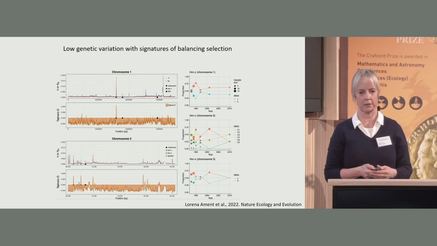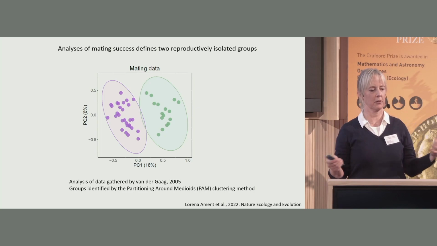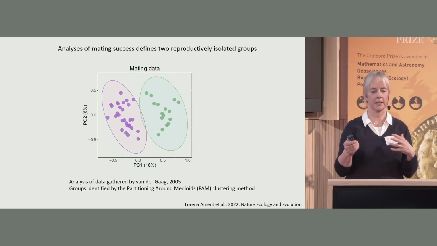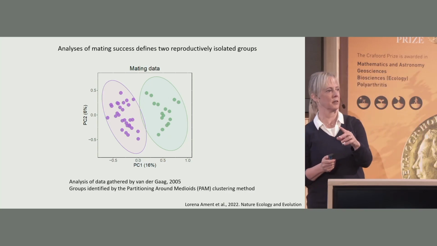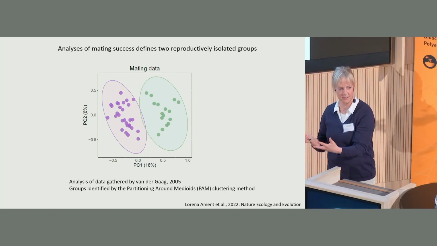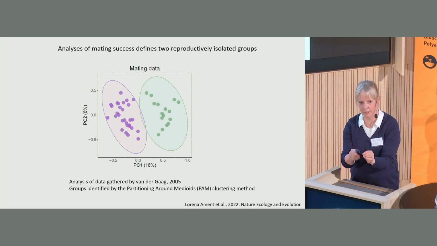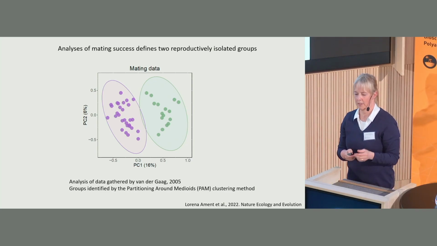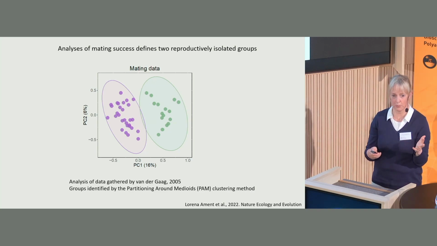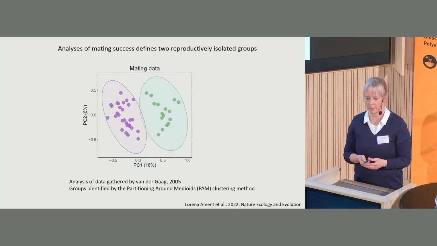signature of balancing selection. What we also found within this population was that we had the suspicion that we had two different mating groups here, and this would be typical for fungi. This is basically something DNA shows us, but in this case we can also bring them into the lab, cross them, and score for fertility. And when we score them for mating success, we have two groups that do not seem to mix very well. They don't mate very well.